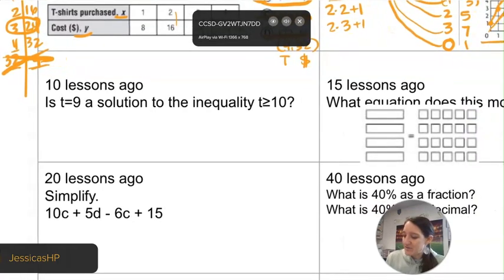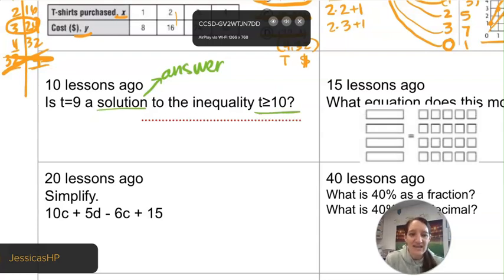10 lessons ago, is t equals 9 a solution? Do you remember what solution means? Is it an answer to the inequality t is greater than or equal to 10?